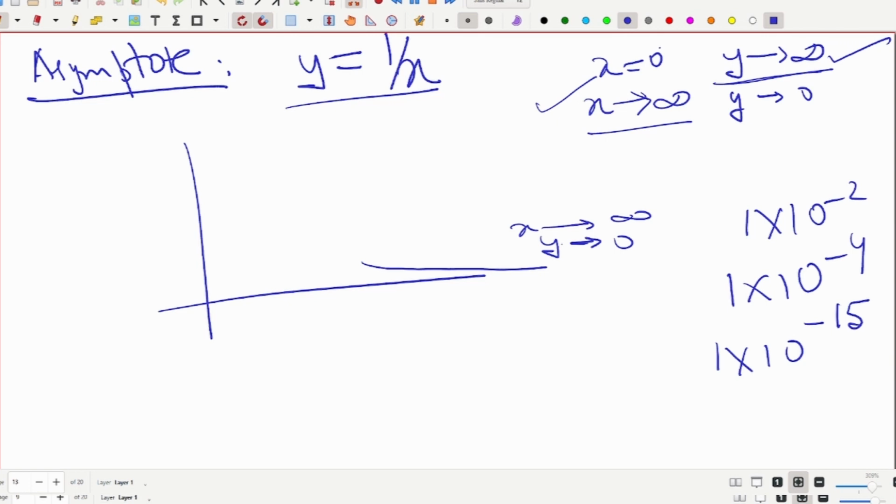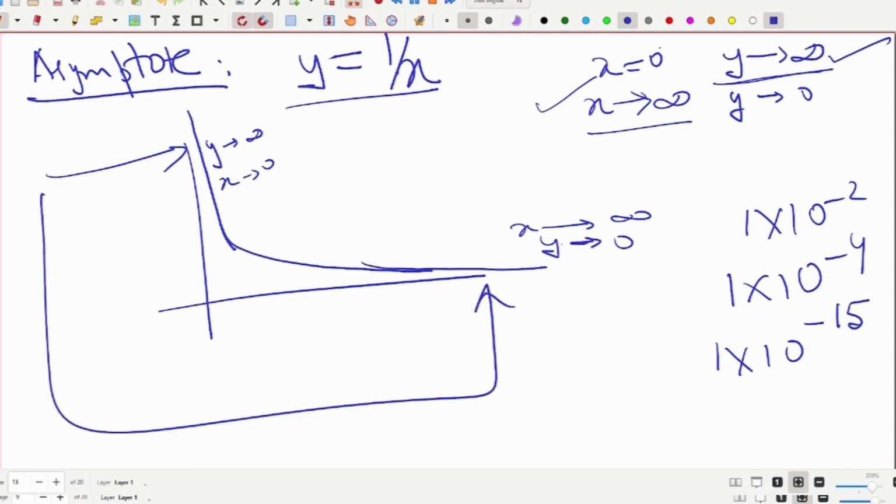And similarly, on this side, as x becomes 0, y tends to infinity. As x tends to 0, y is never possible to be 0, and x is never possible to be 0. It is like 10 to power minus 16, 10 to power minus 20, minus 30, whatever you want to say, and y will tend to 0. So, this is called an asymptote. This is an asymptote and this is an asymptote.